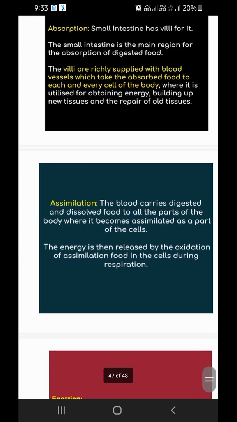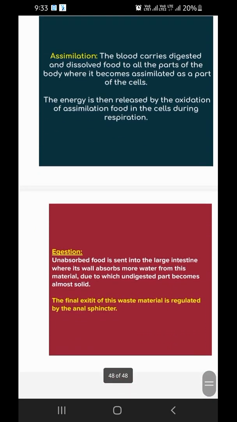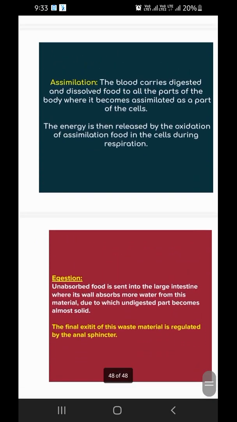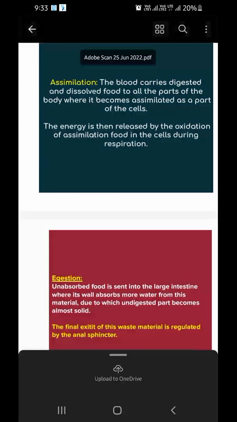Assimilation. The blood carries digested and dissolved food to all the parts of the body, where it becomes assimilated as a part of the cell. Egestion, the same as excretion. Unabsorbed food is sent to the large intestine, where its wall absorbs more water from this material, due to which the undigested part becomes almost solid. The final exit of this waste material is regulated by the anal sphincter.